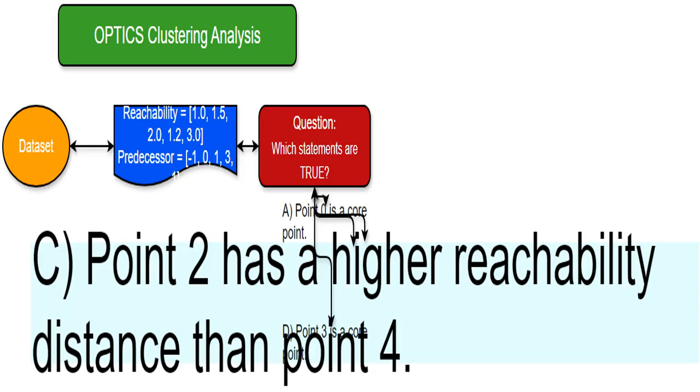I'm comparing the reachability distances of points 2 and 4. Point 2 has a reachability of 2.0, while point 4 has a reachability of 3.0. Therefore, point 4 has a higher reachability distance than point 2, making this statement false.